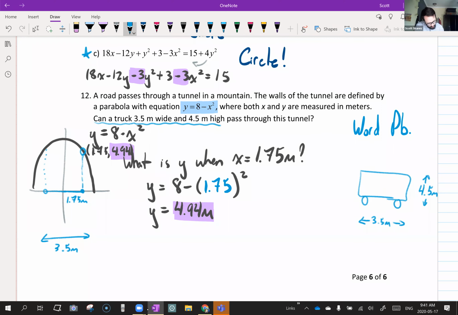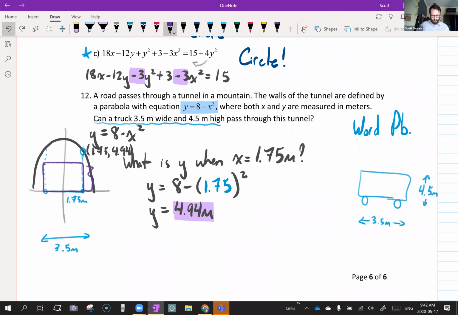I'll erase this in a second. But if you were to put the truck inside here, sorry, my mouse is not working. Okay, there we go. The truck would only be this big, really. And so it would fit. It's a tiny little tunnel, but the truck would fit, because the height here is only 4.5. So hopefully that makes sense.